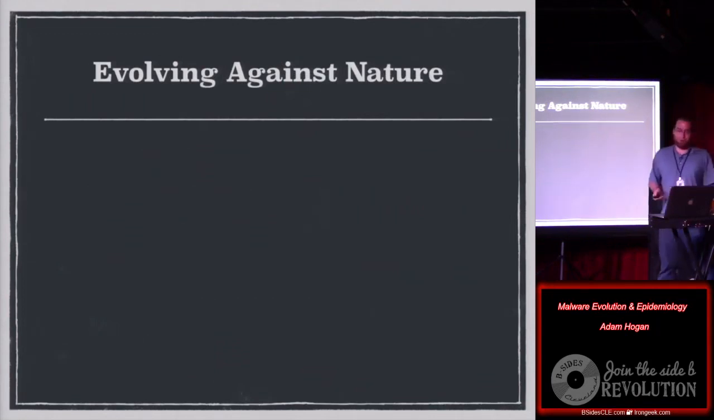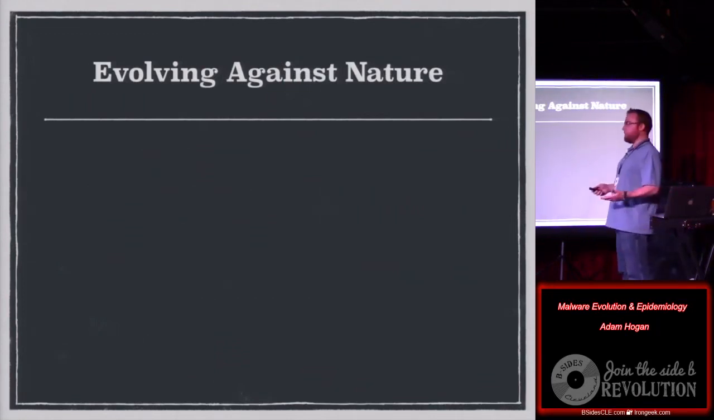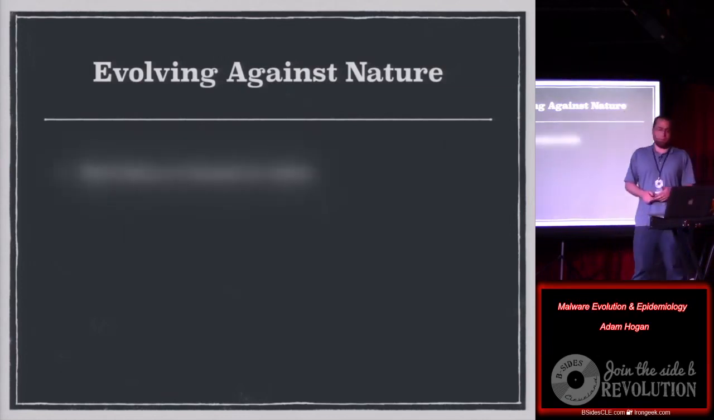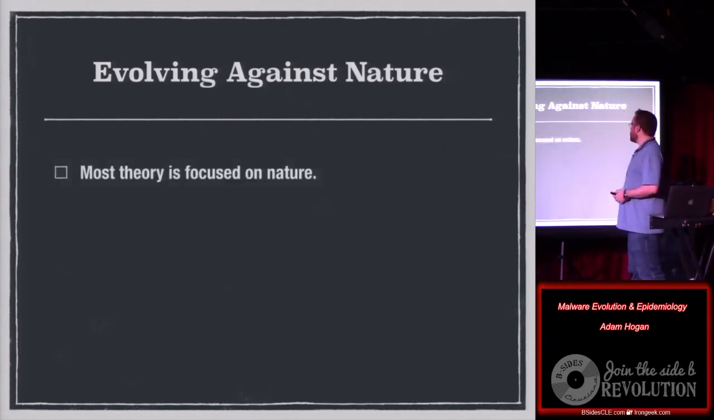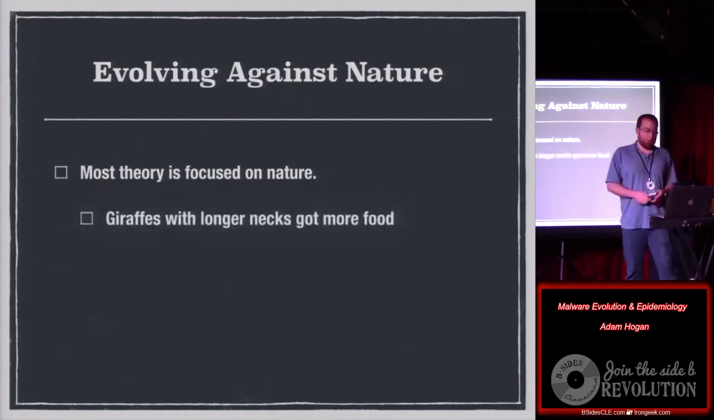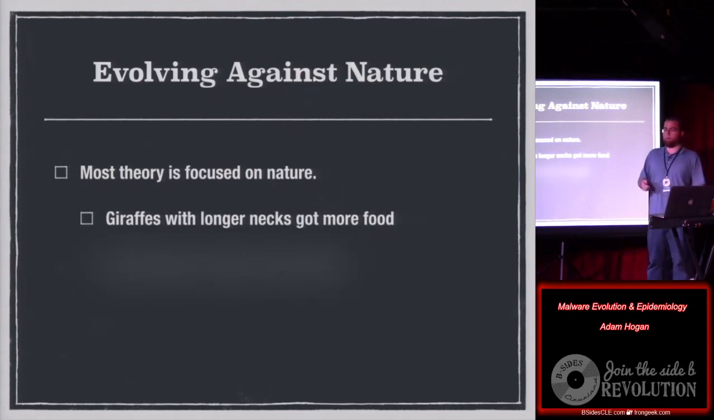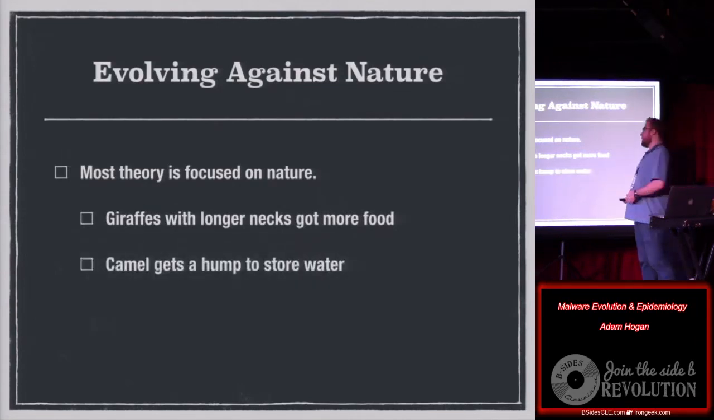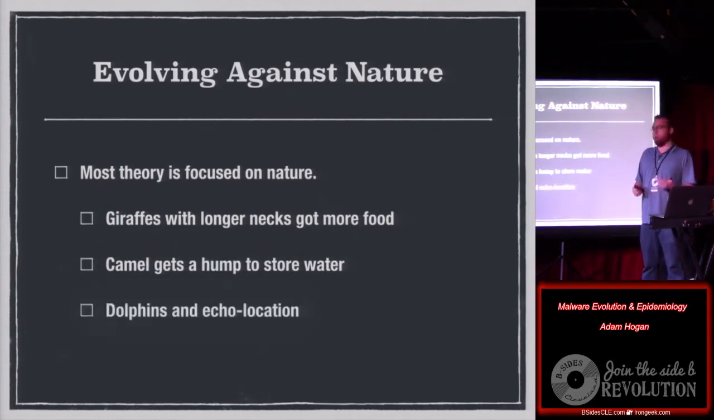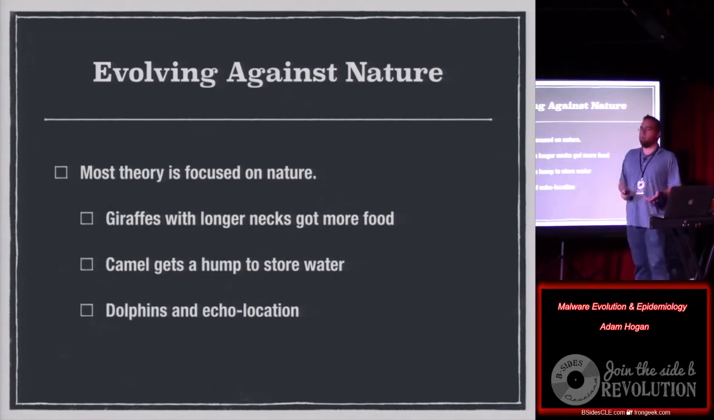A lot of the time when people think of evolution, they think of animals evolving against nature, right? And a lot of theory is focused on that. Giraffes have these really long necks because they're around trees that are way high up there. The longer neck you have, the more you can reach, right? So you're evolving to your environment and to nature. A camel gets a hump because they're in the desert. If they were surrounded by water, they wouldn't have a need for it. Dolphins got echolocation because it's useful to them in their environment.